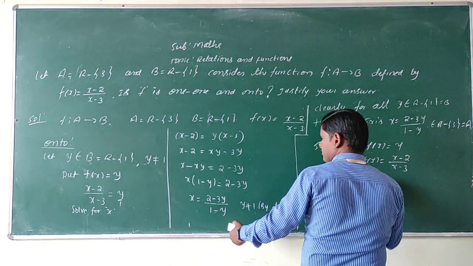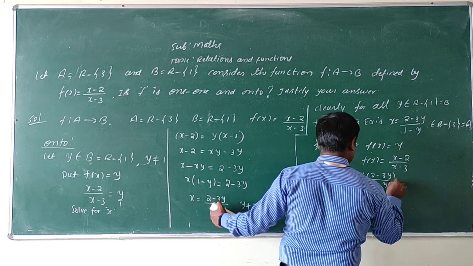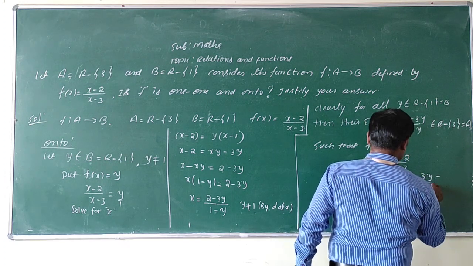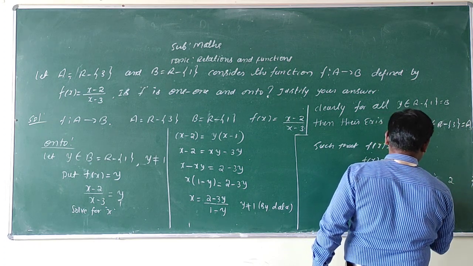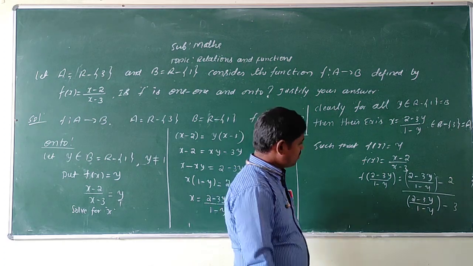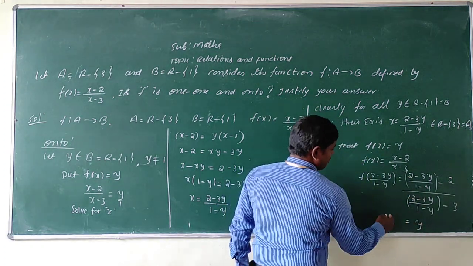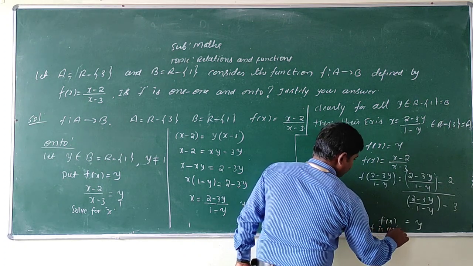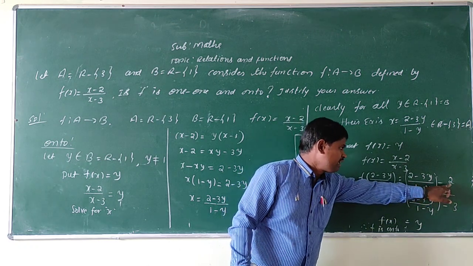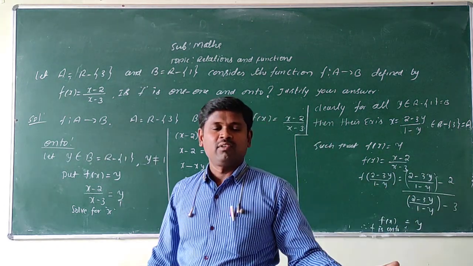So x is nothing but (2 minus 3y) divided by (1 minus y), so we substitute x is (2 minus 3y) divided by (1 minus y) minus 2, divided by (2 minus 3y) divided by (1 minus y) minus 3. So simplify this. After simplification, we get y itself only. So therefore f of x is equal to y. So therefore f is an onto function. Is it clear? Just simplify this yourself. We are taking the denominator 1 here also, cross multiplication, and finally simplify, we get f of x equal to y. So therefore the given function is an onto function.